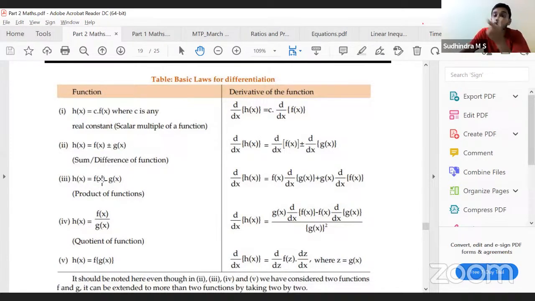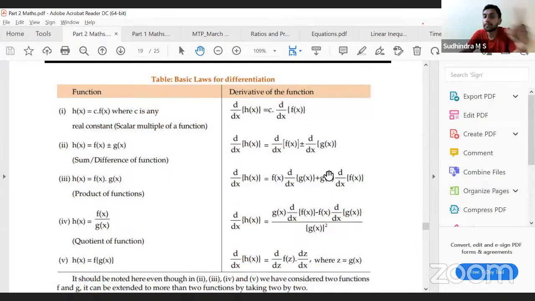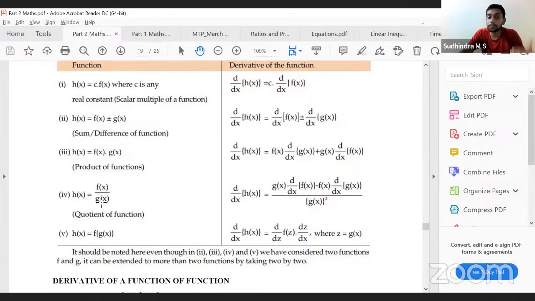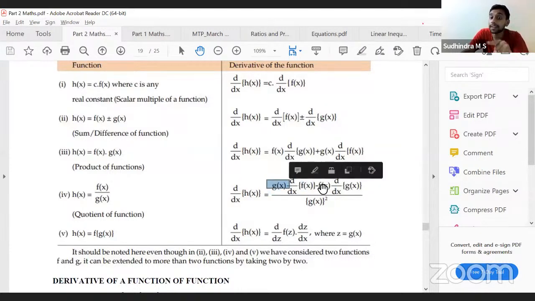If h of x is a product of two functions, f of x into g of x, in such a case you have to calculate the derivative of g of x multiplied with f of x, plus the derivative of f of x multiplied with g of x. Then if it is a quotient, f of x by g of x, first the derivative of f of x multiplied with g of x, minus, since it is a quotient, the derivative of g of x multiplied with f of x, divided by g of x the whole square.